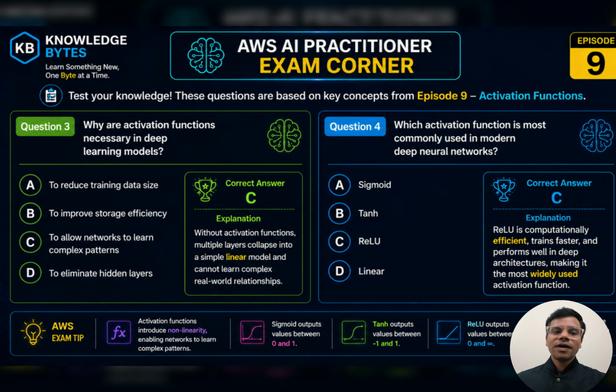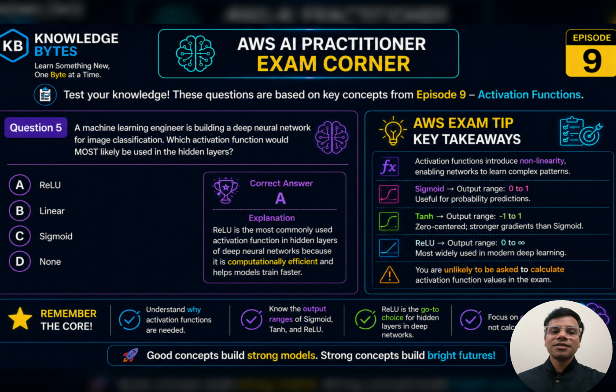Now let's get into question number 4, which is: which activation function is most commonly used in modern deep neural networks? We learned about this today: sigmoid, Tanh, ReLU and linear. Out of these, sigmoid, Tanh and ReLU are the most widely used activation functions, right? ReLU is computationally efficient, trains faster, and is widely used in modern deep learning systems.